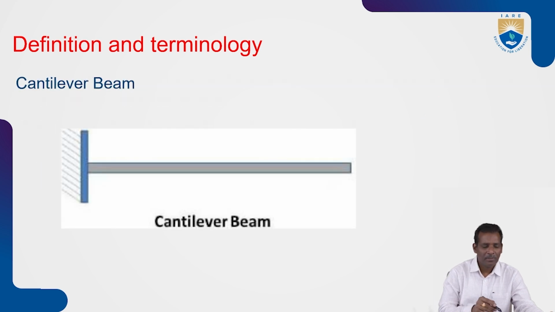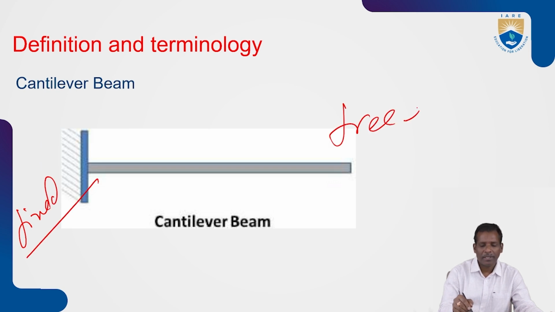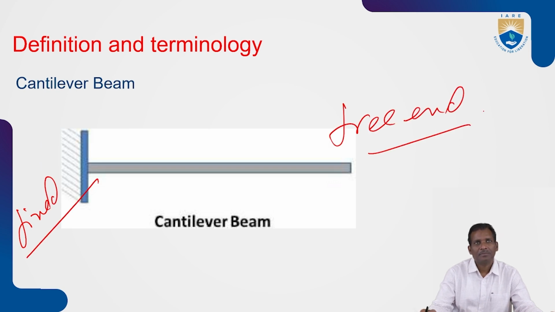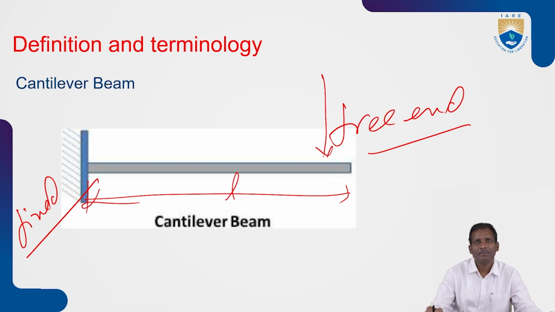So I will show you the diagram. This is the fixed support and the free end. This type of beam is called a cantilever beam. Length L. You can apply the load at its free end, or at its middle.